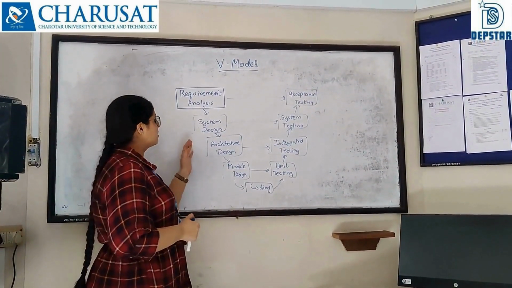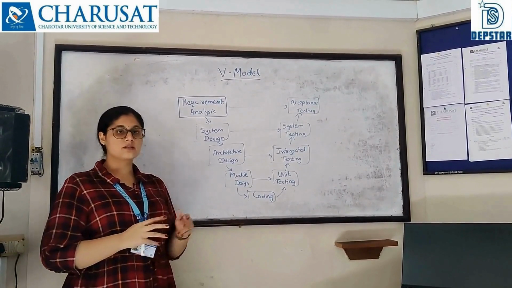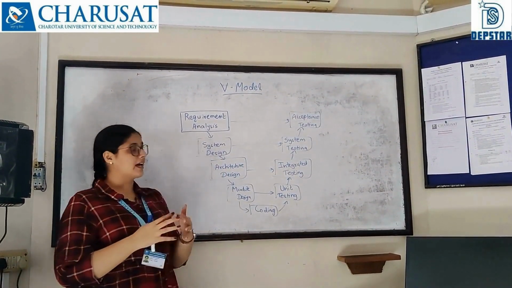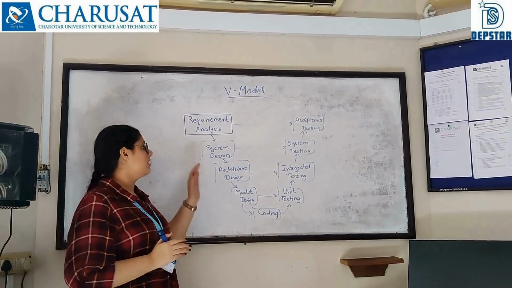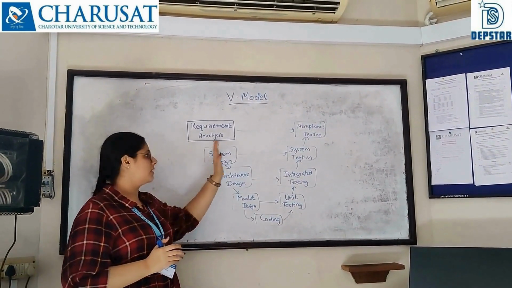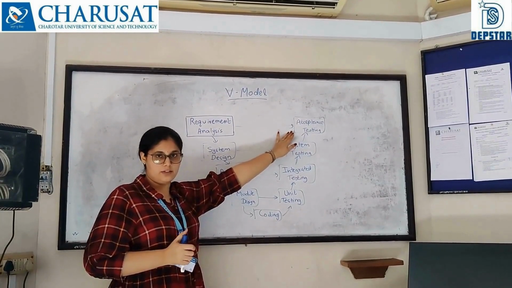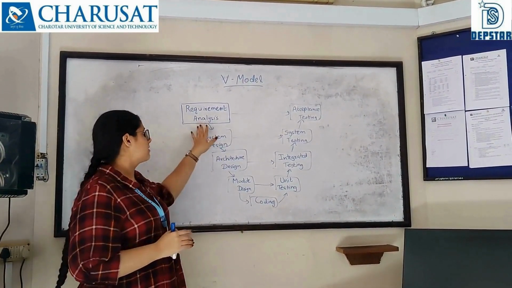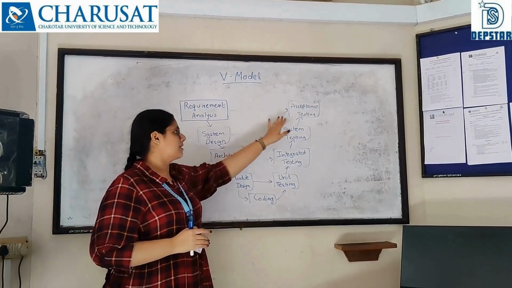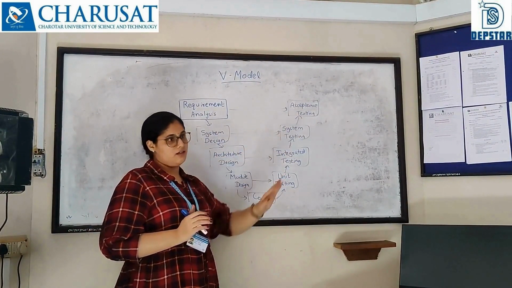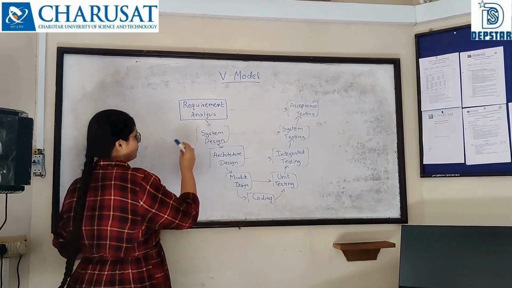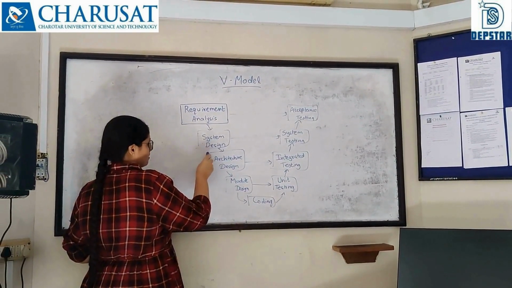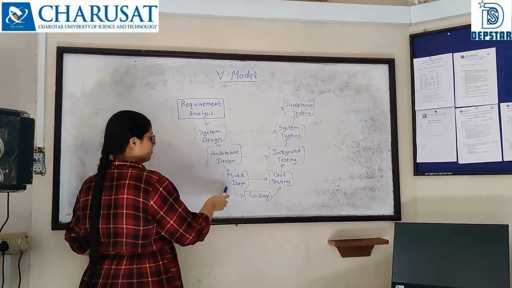As seen in the figure, in the V model, processes follow a V-shaped structure. The main characteristic of the V model is that with every development phase, a testing phase is associated with it. And the next development phase starts only after the first development phase is accepted after testing. Let's see the different phases. First is requirement analysis, next is system design, architecture design, module design.